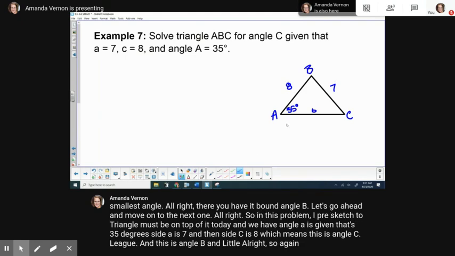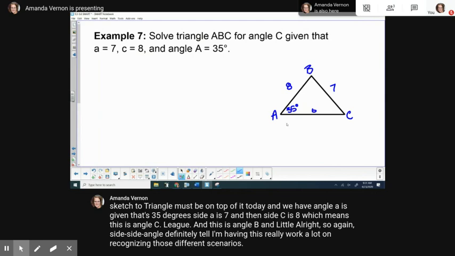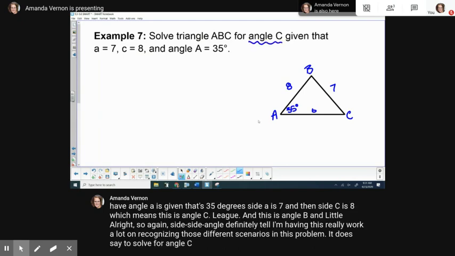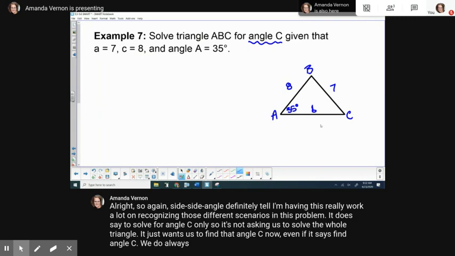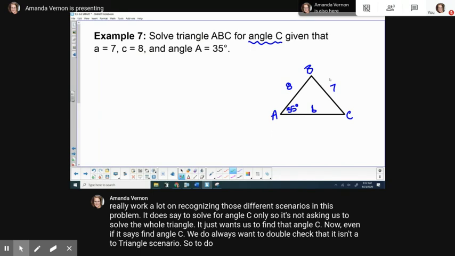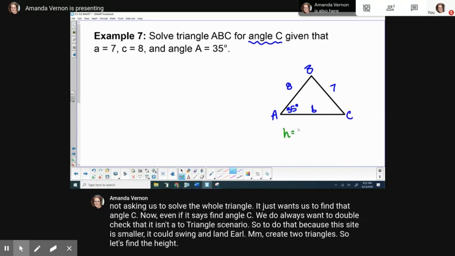All right, so again, side, angle. You can definitely tell I'm having us really work a lot on recognizing those different scenarios. In this problem, it does say to solve for angle C only. So it's not asking us to solve the whole triangle. It just wants us to find that angle C. Now, even if it says find angle C, we do always want to double check that it isn't a two triangle scenario. So to do that, because this side is smaller, it could swing and land early and create two triangles. So let's find the height, which is found by taking 8 times sine of 35 degrees.